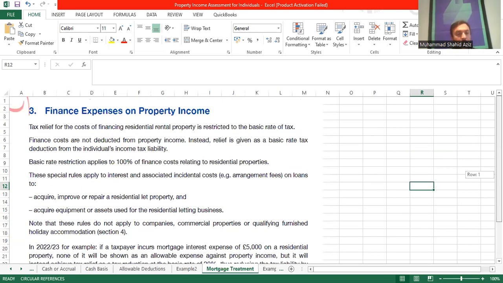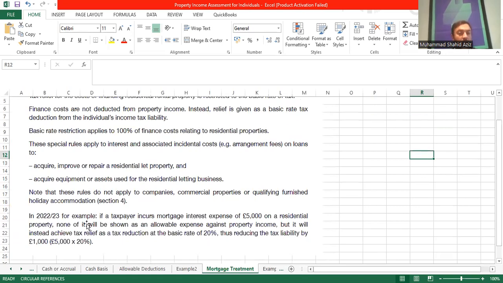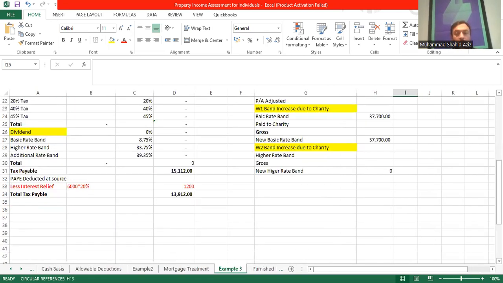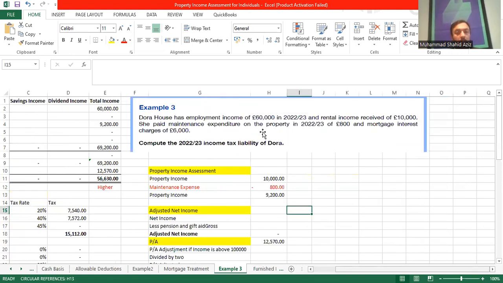mortgage treatment. As I said, finance cost is not deductible. Only 20% relief is available. Let's see an example of this one. Dora House has an employment income of 60,000 pounds in 2022-23 and rental income received of 10,000 pounds. She paid maintenance expenditure on the property in 2022-23 of 800 and mortgage interest charges of 6,000 pounds.